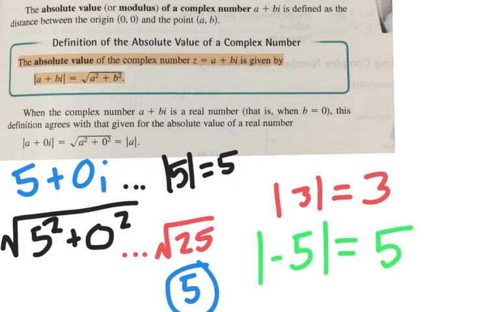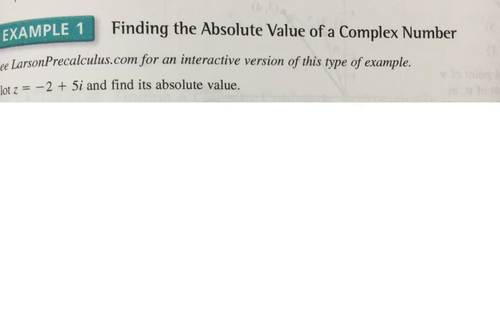So you can still find the absolute value of any number using the distance formula, not just a complex number. It works for real numbers as well. Obviously, you don't have to do it with just a real number, but you're going to have to do it with a complex number. Okay, so here I want to plot the point z at -2 + 5i, and I want to also find its absolute value.